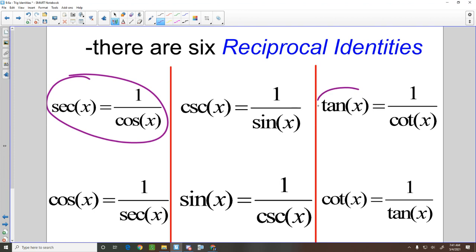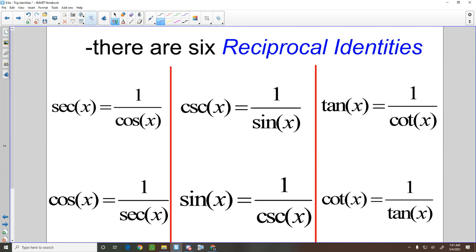Or one's like, hey, tangent is 1 over the cotangent. Okay, these are reciprocals. So these are the 6 reciprocal identities, meaning if I take any of those 6 trig functions and flip them upside down or write them as 1 over that trig function, that creates another trig function that has its own name. And so the first reciprocal identities that you learned this year were the secant, cosecant, and cotangent.